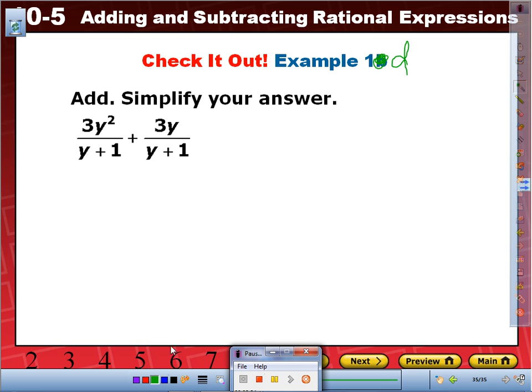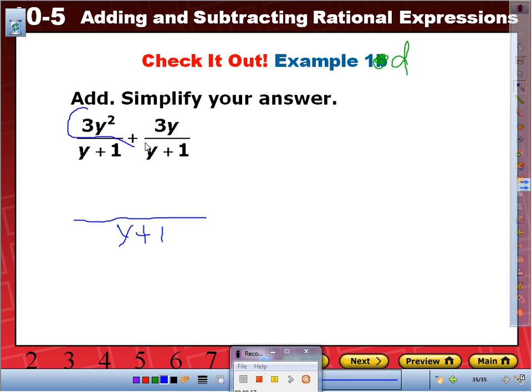So here we go. Identify the common denominator. What's my common denominator? Y plus 1. Now we have one fraction. I add the numerator by combining like terms. Can I combine anything? No. So this is 3y squared plus 3y. Step number 3, or the next step, factor completely the numerator and denominator.